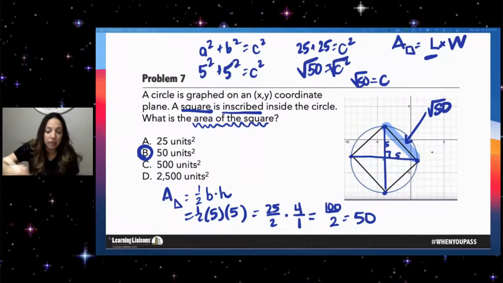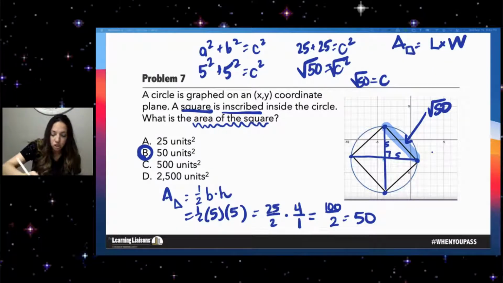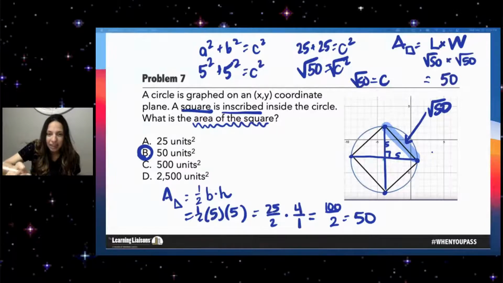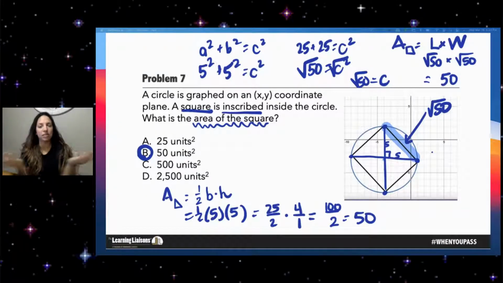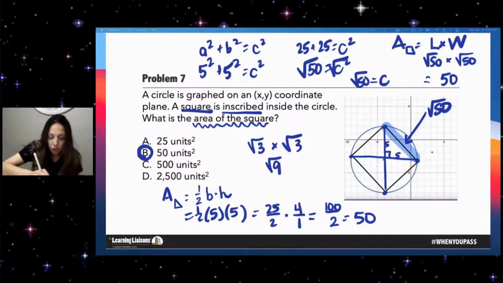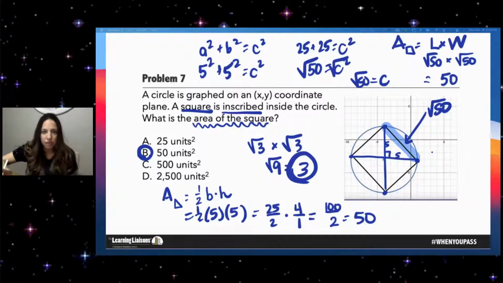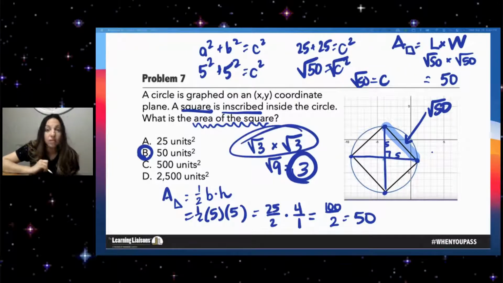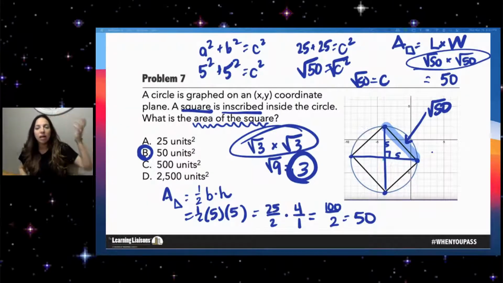Area of a square is length times width. Well, the square root of 50 times the square root of 50 is going to be 50, because when I multiply two square roots together, I just end up getting the number. Think about this: if I do the square root of 3 times the square root of 3, I get the square root of 9. And what's the square root of 9? 3, because 3 times 3 is 9. So if I have two square roots that are the same, I don't need to waste time chunking that into my calculator.